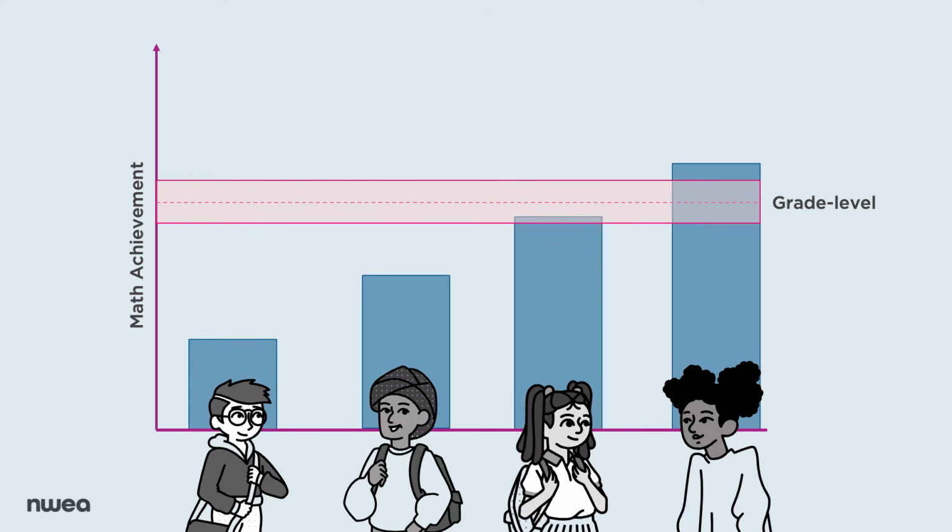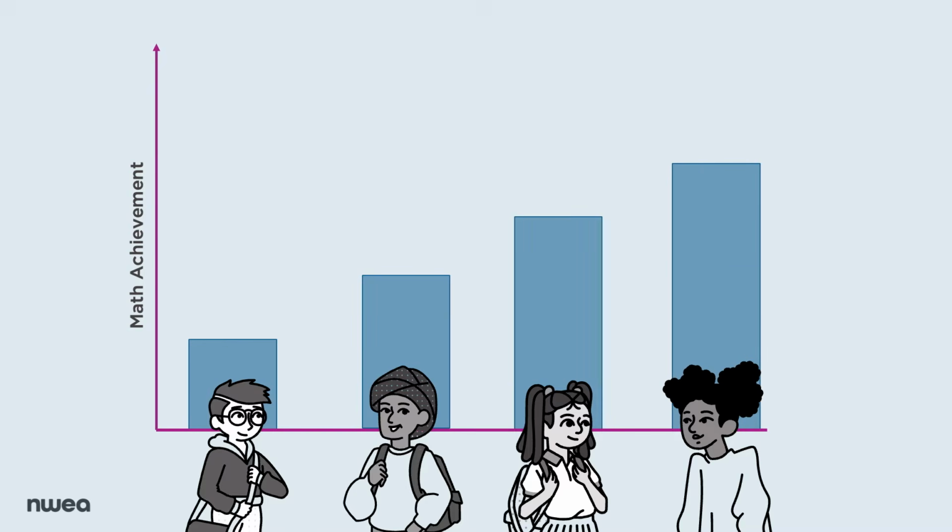Since the purpose of MAP Growth is to precisely measure a student's achievement, it would be counterproductive to focus solely on a narrow band of achievement near the grade level standard. Instead, we need to be able to capture achievement regardless of whether their performance is above or below grade level. In other words, we want the assessment to have a very high ceiling and a very low floor.